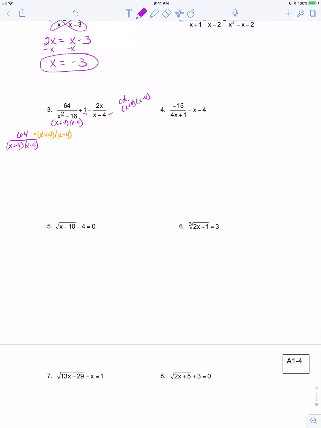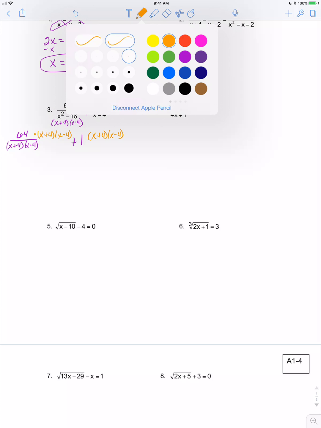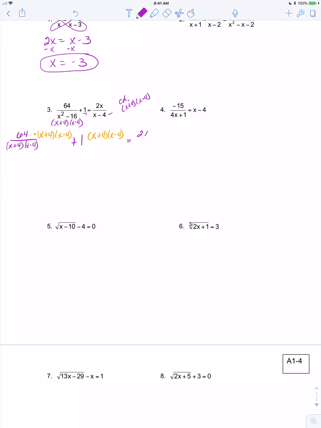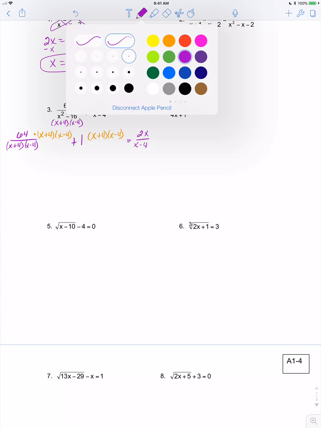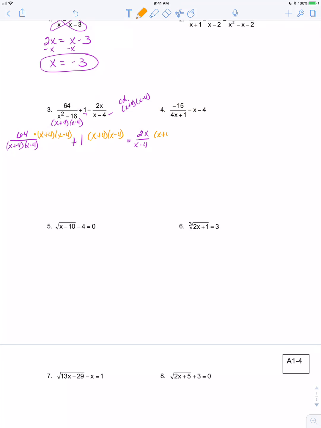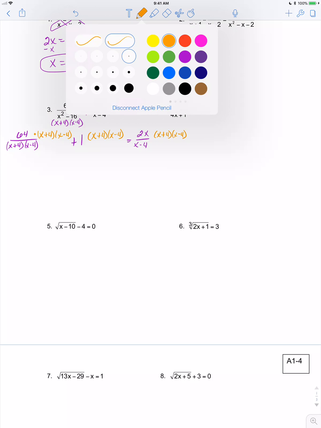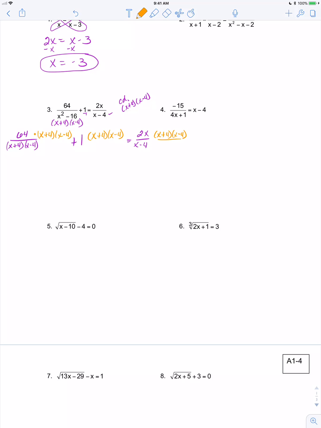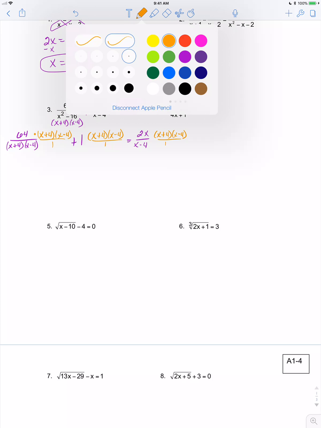And then I'm going to take the next term, which is plus 1, and multiply it times x plus 4, x minus 4, equals 2x over x minus 4. We're going to say times x plus 4, x minus 4. And just note all of those are always over 1, so they're just sort of like they're on the top there. Okay, so now let me go to a different color.